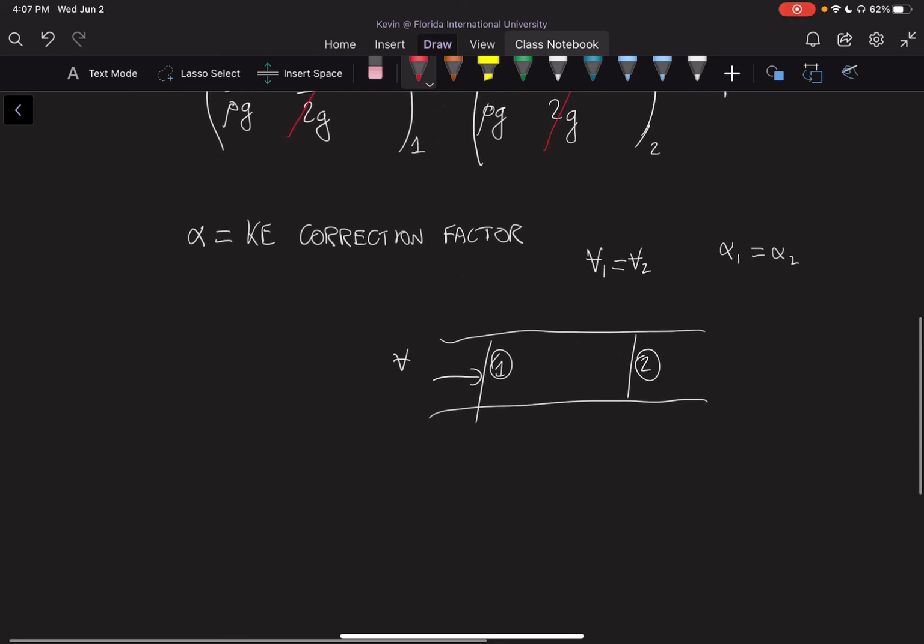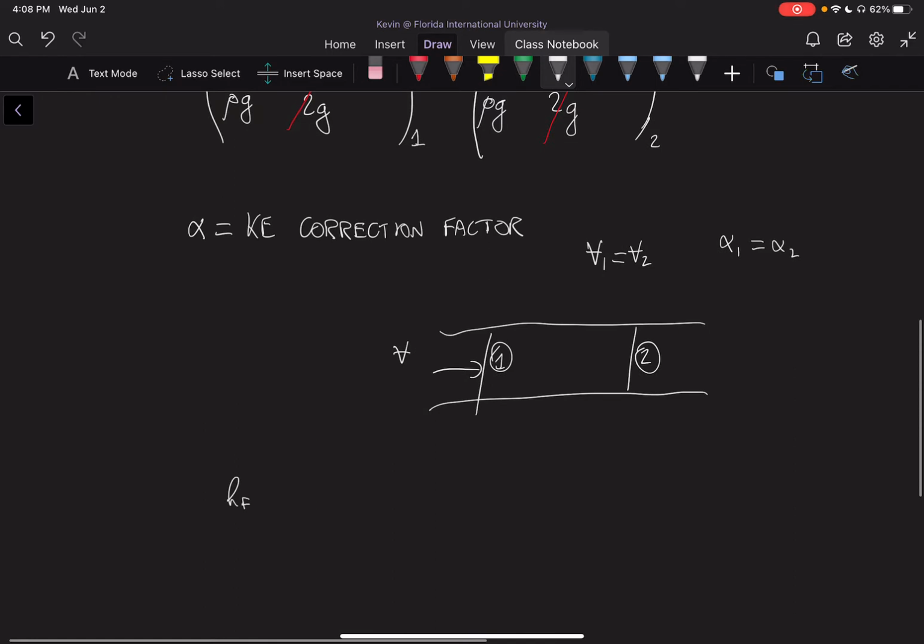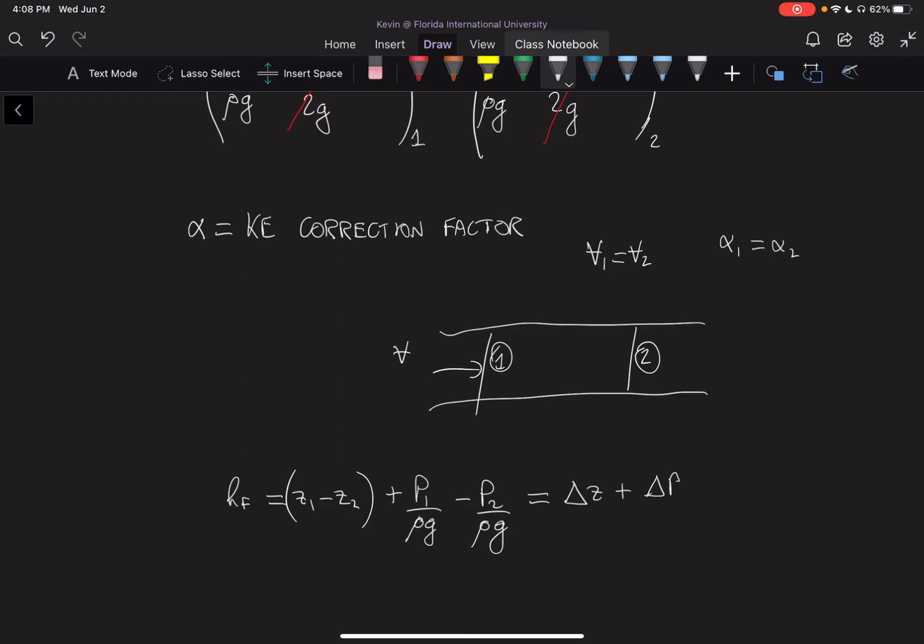So we can come up with an equation for HF. So HF would be equal to, following some rearranging, Z1 minus Z2. So that would be our height terms. And this could be 0 if they're on a horizontal plane, for example, plus P1 over rho G minus P2 over rho G. And remember, rho is constant, so rho stays the same. So we have an equation that says this is equal to delta Z plus delta P over rho G, okay, in its most general form.